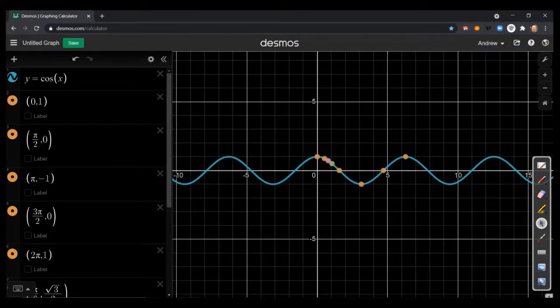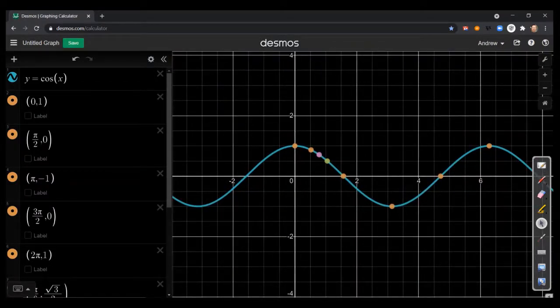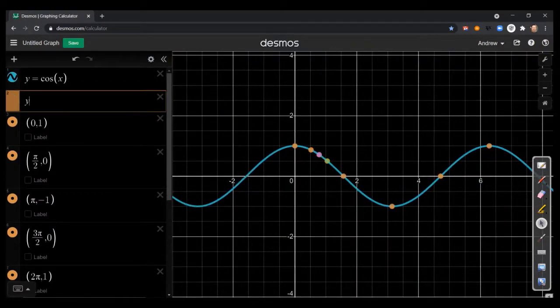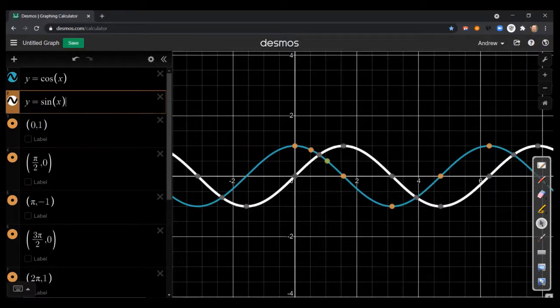It looks a lot like the graph of sine, but there are some important differences. Sine, which if we put that on the screen right now, you get y equals sine of x. Sine actually starts at an x-intercept, goes to a maximum, returns to an x-intercept, goes to its minimum, then comes back up to its x-intercept.